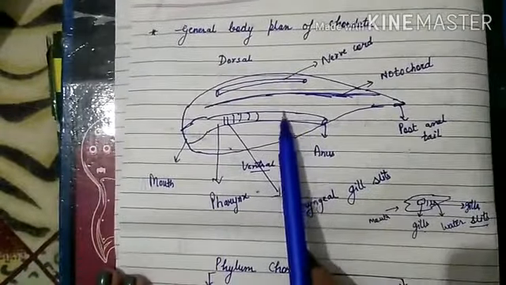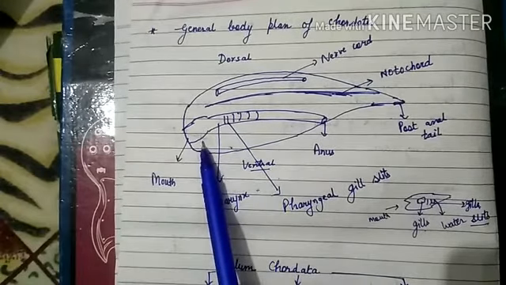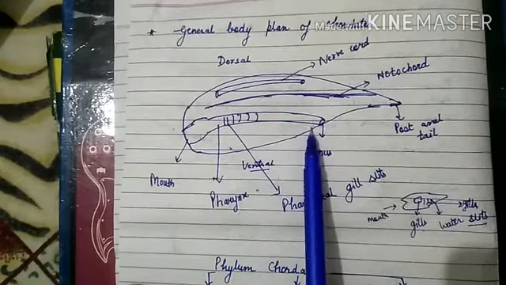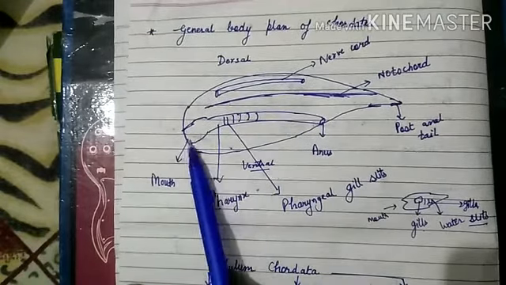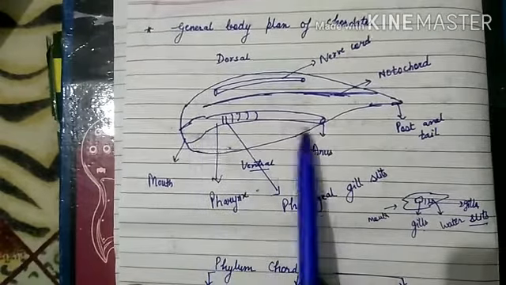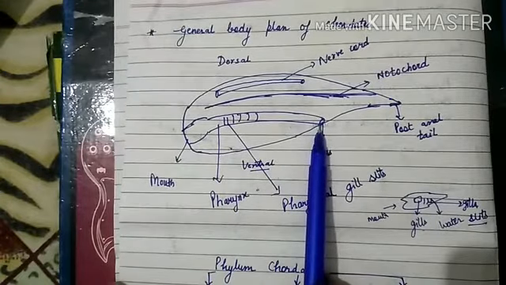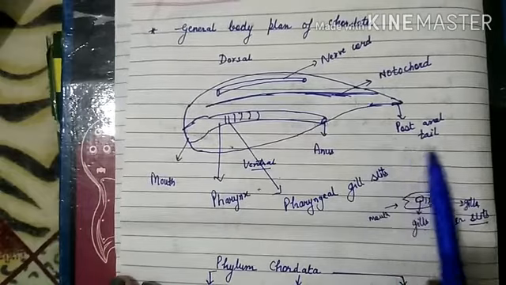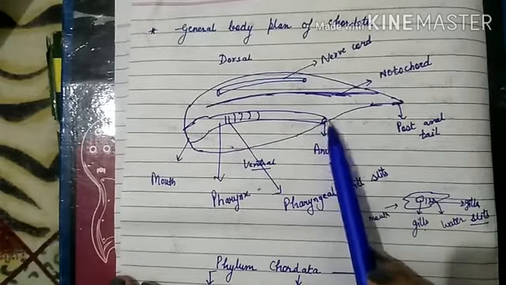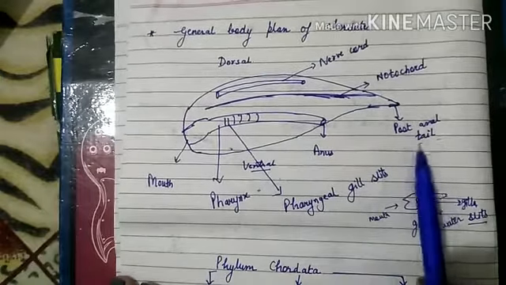This diagram represents the general body plan of chordates. It consists of a complete digestive system, starting from the mouth and ending with the anus. But there is a post-anal tail present. Post-anal tail means that at the end of the anus there is another structure present that is referred to as the tail.